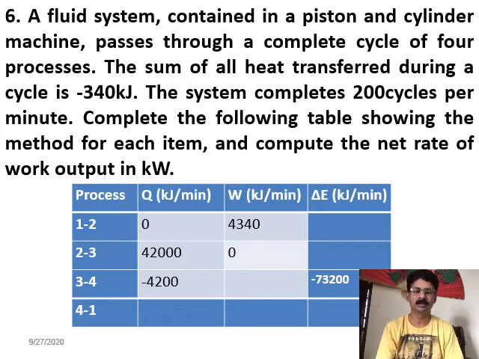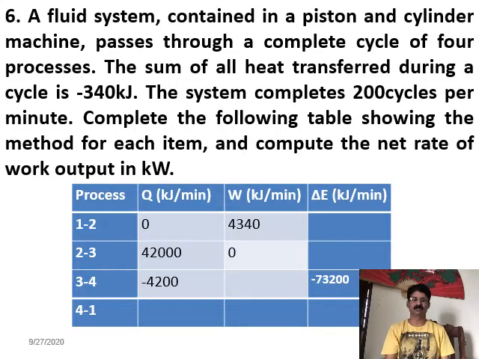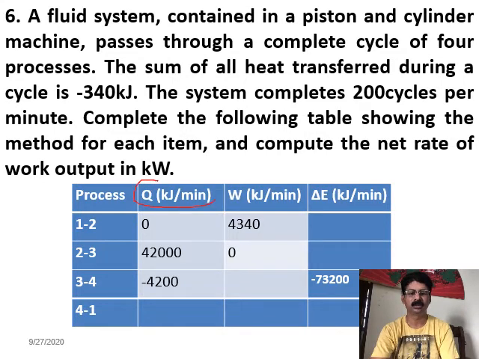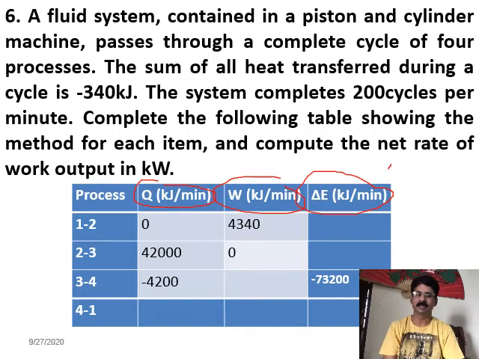Once again it is the application of the first law equation. Delta Q is equal to delta E plus delta W, or dQ is equal to dE plus dW. If you go through the table, you are given Q in kilojoules per minute, W in kilojoules per minute, and delta E. Now you can see for process 1 to 2, delta E is not given, 2 to 3 delta E is not given, 3 to 4 W is not given, but 4 to 1 nothing is given.